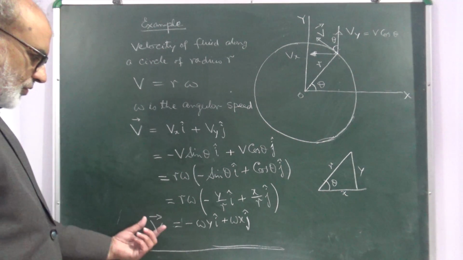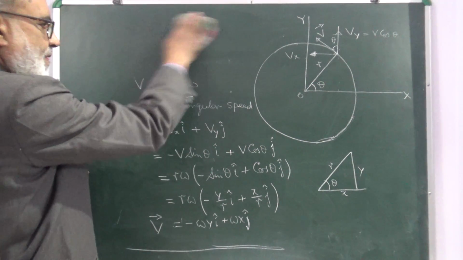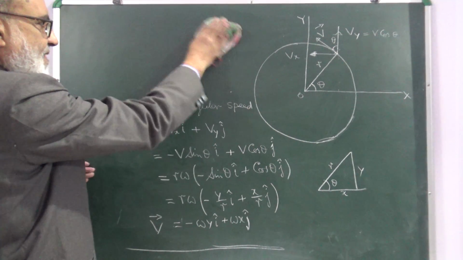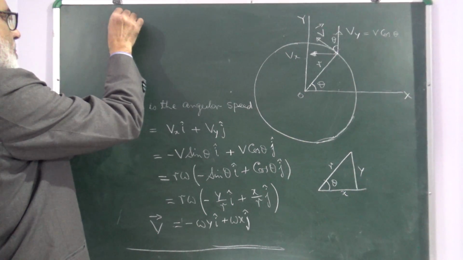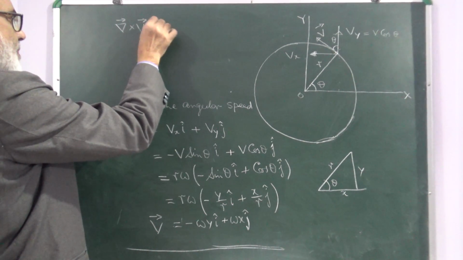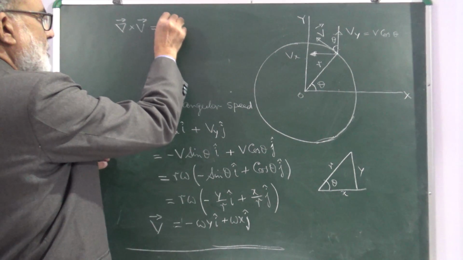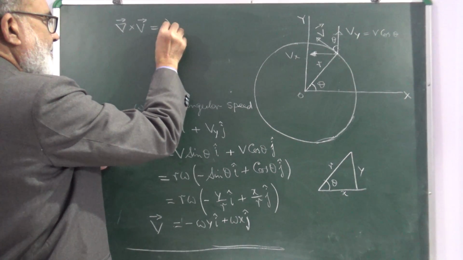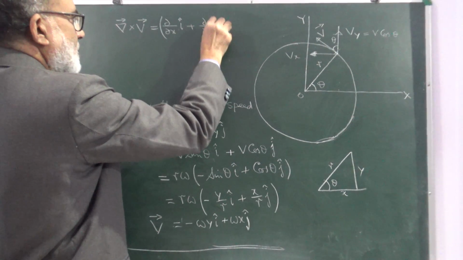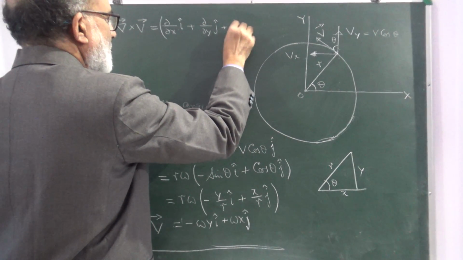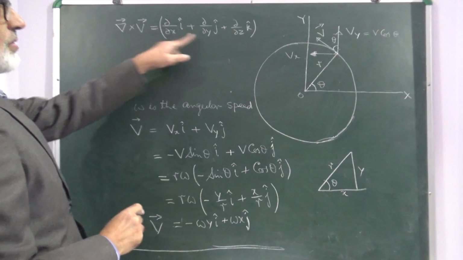Now we want to take the curl of this v. Our aim is to find the curl of v. The curl of v means, curl is del by del x i plus del by del y j plus del by del z k. This is the curl. This is the del of it.